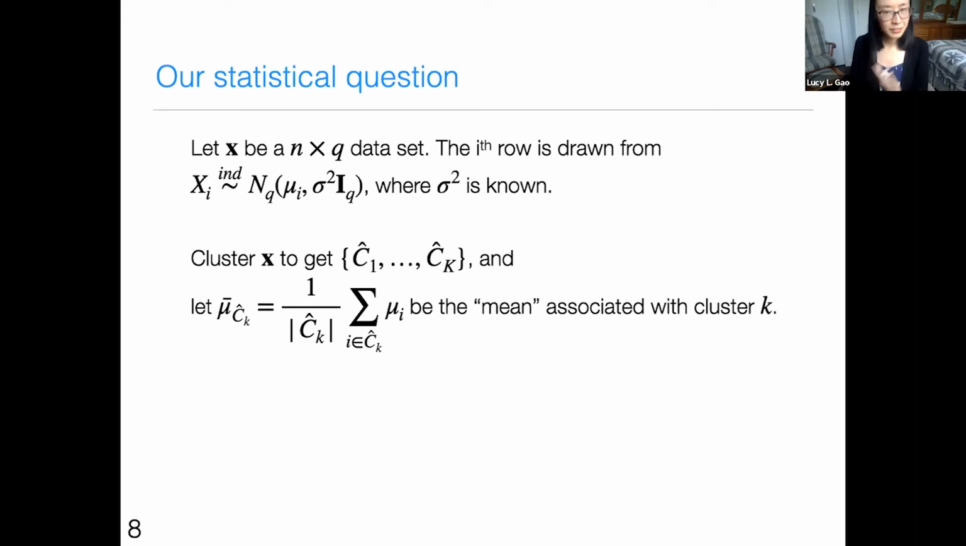But it is a funny sort of parameter in the sense that the mu i's, these are population means, they don't depend on our data at all. But because we're averaging these population means, these mu i's, over observations assigned to an estimated cluster, where the clusters are estimated from our data, we end up with this mean parameter that depends on our data.